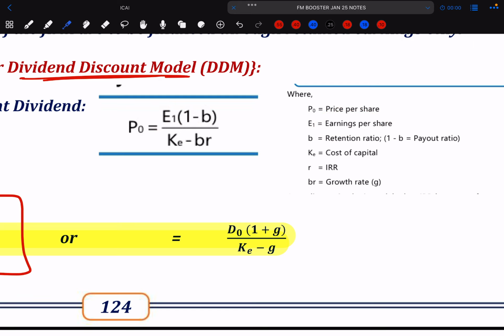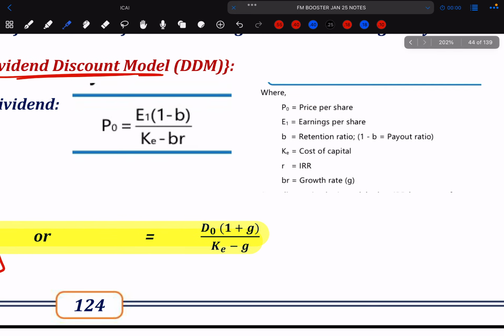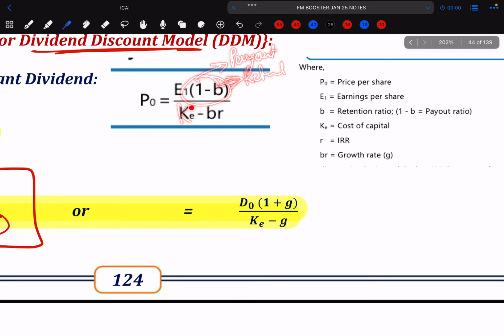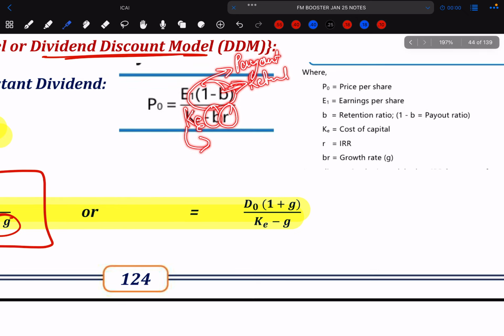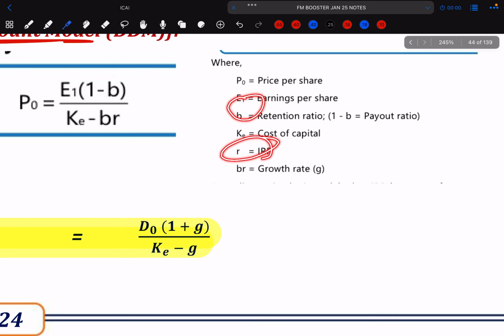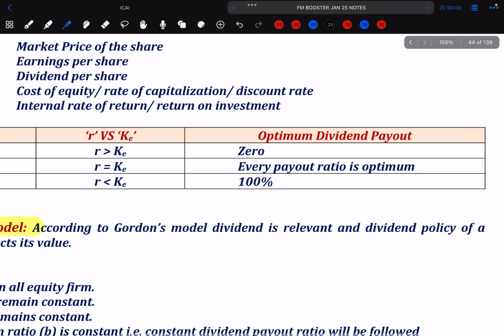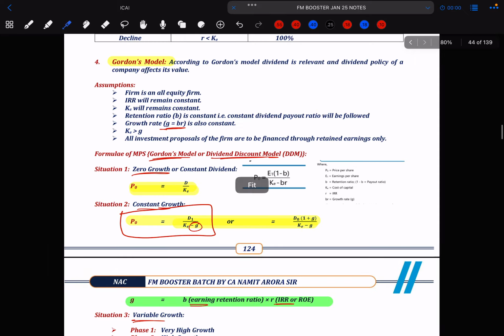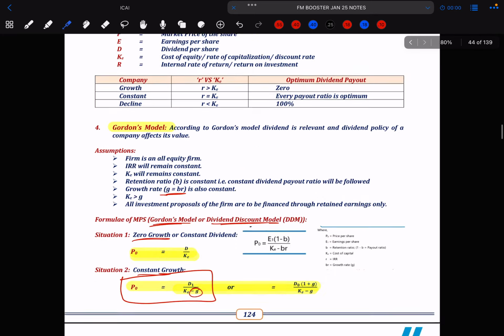What is b? B is the retention ratio. Here it is not there. B is the retention ratio, and 1 minus b is called the payout ratio. When it comes to k, that is the capitalization rate, b is the retention rate, and r is the internal rate of return, or rate of investment.